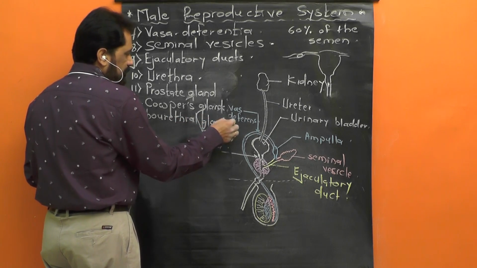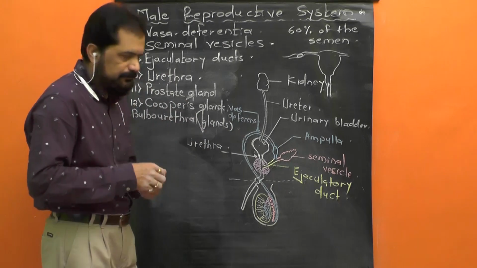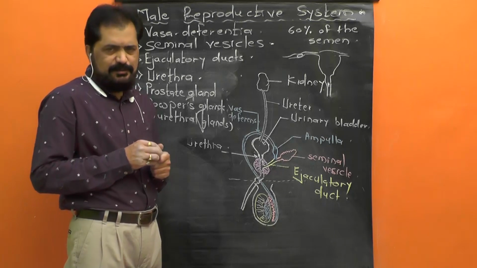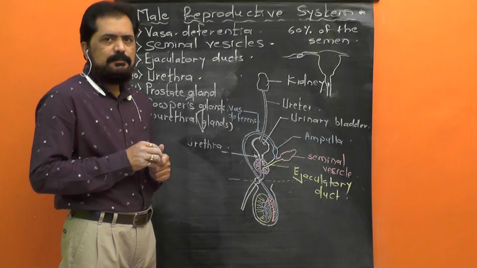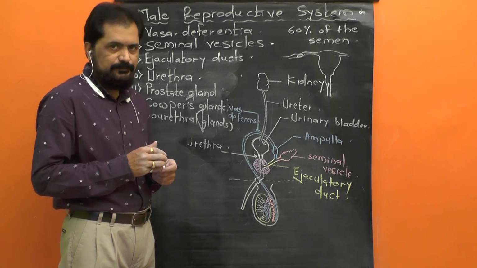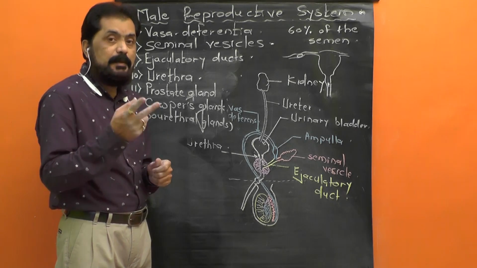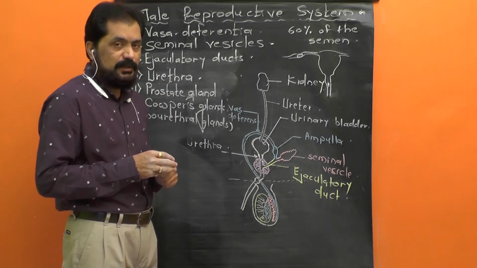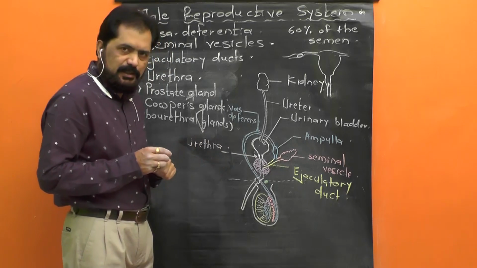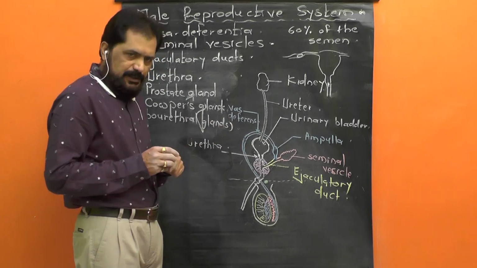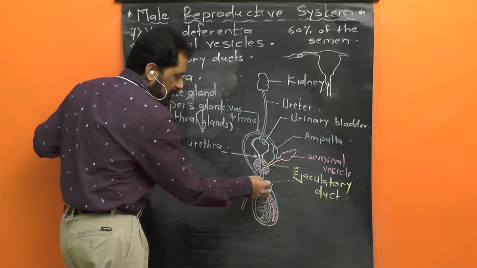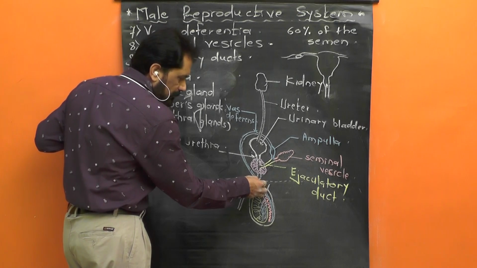Bulbourethral glands, because these are two in number. These Cowper's glands are very small glands present on both the sides of the membranous urethra. Here I am going to show a single one because it is a lateral view. On both the sides, each on either side, the Cowper's gland opens into the urethra.